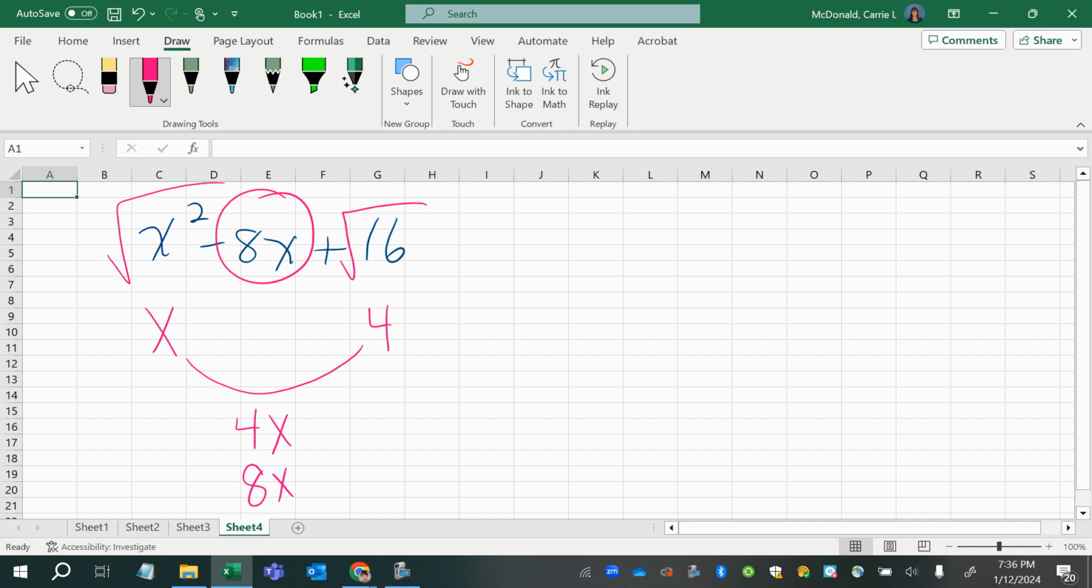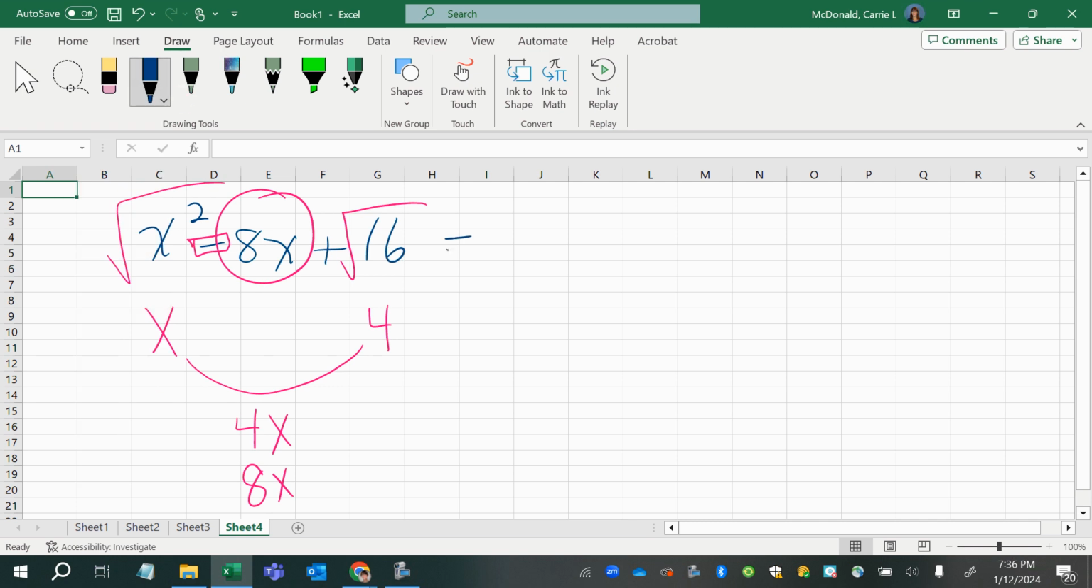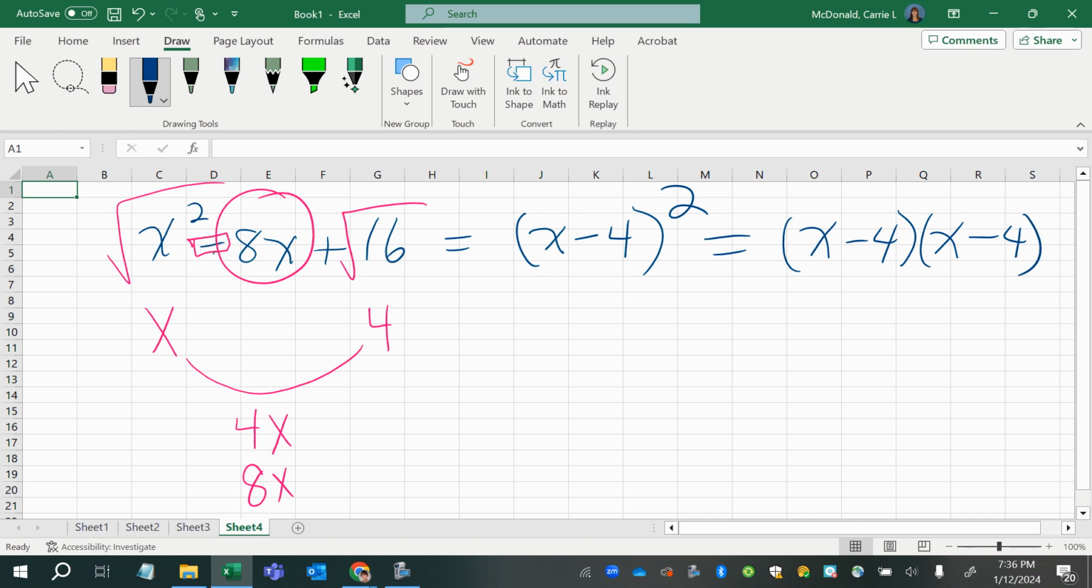So there you go. Then also because there's a minus here, that would mean that the whole trinomial would factor to x minus 4, quantity squared. Or in this case, just because we were told to write it in expanded form, we're going to write it like that. Okay, perfect square trinomial.